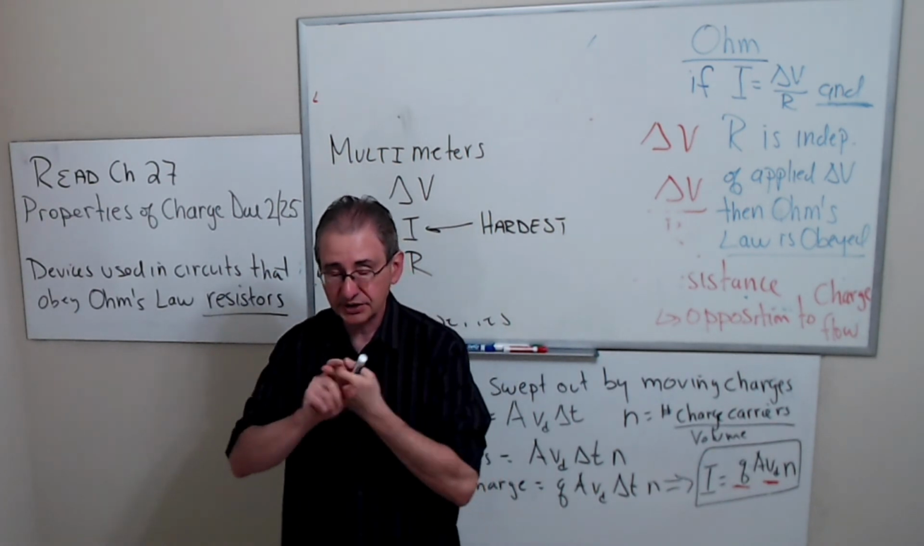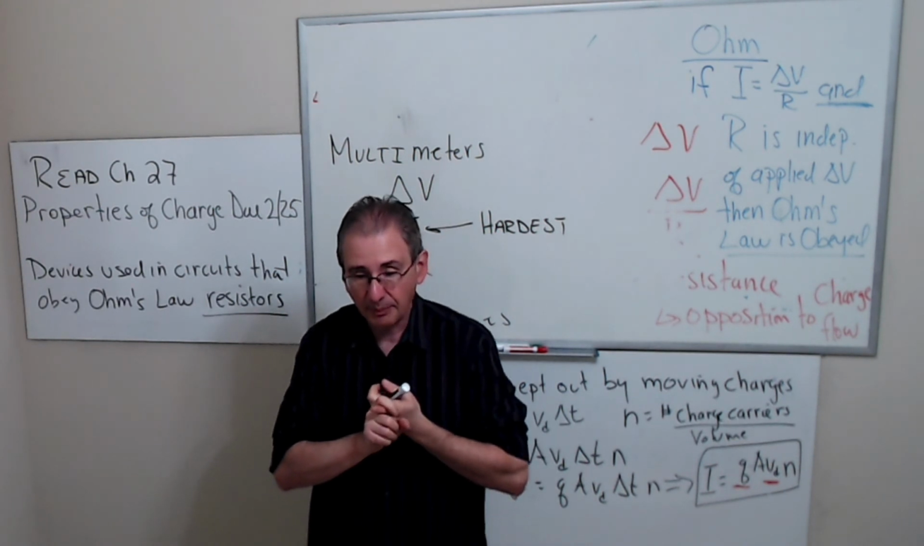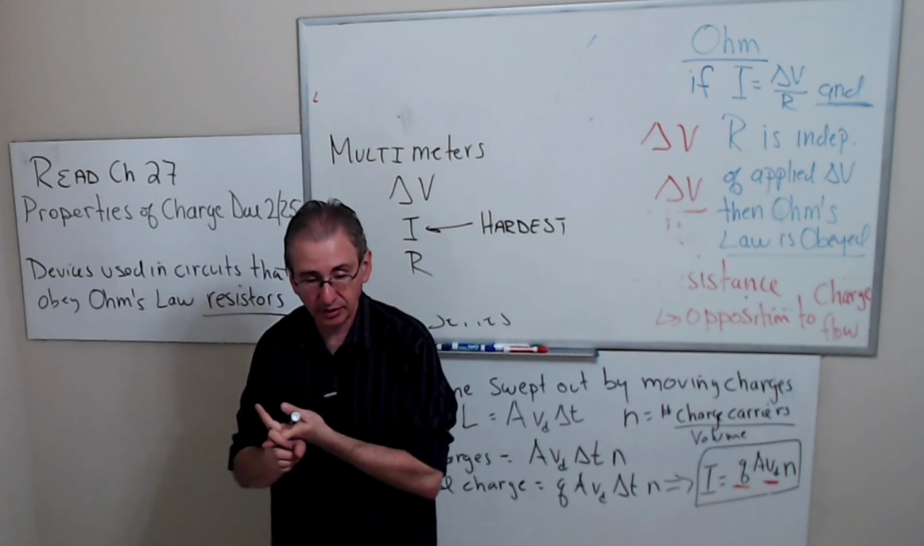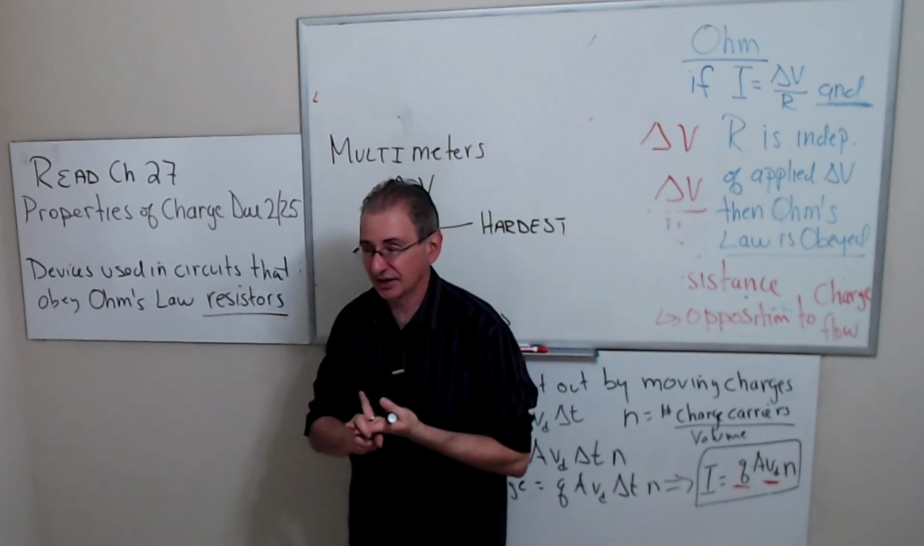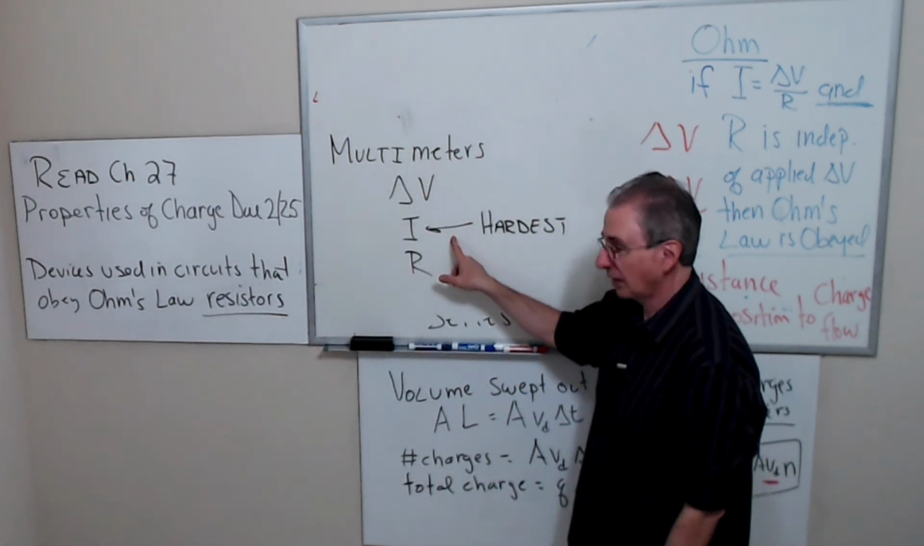Okay, resistance is the easiest to measure. Measuring the opposition to a flowing current is the easiest to measure. And then the voltage is the second easiest. This one is the hardest. And if you don't do things right, you'll blow your fuse.